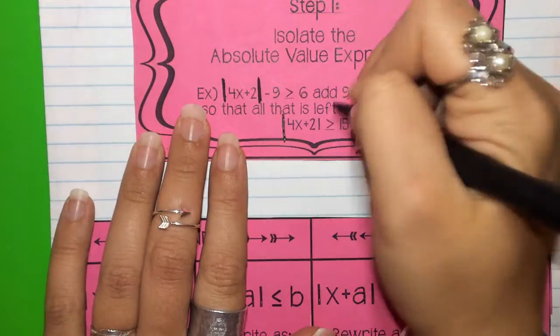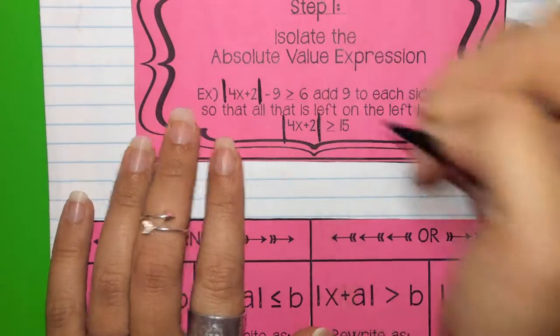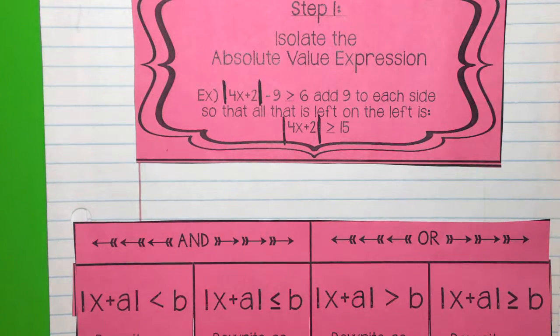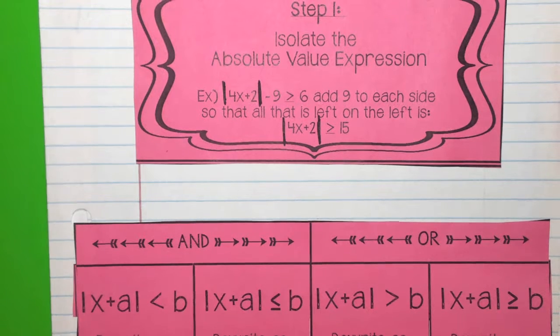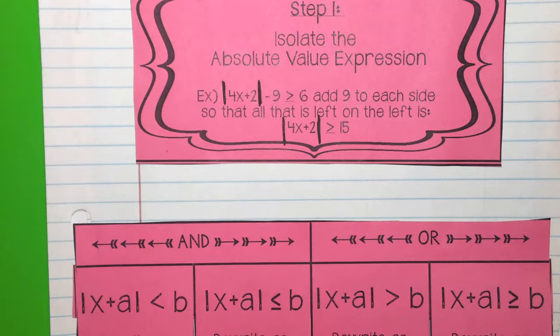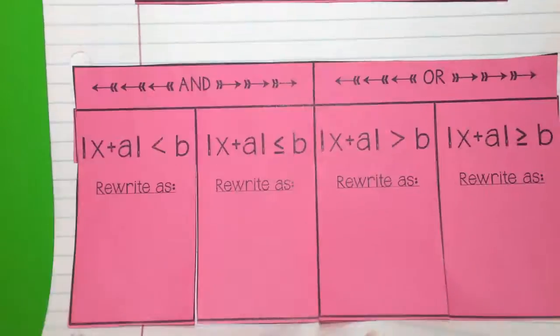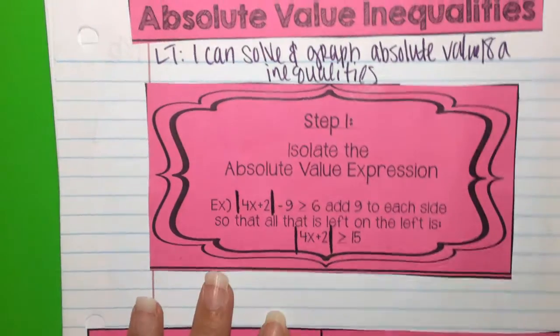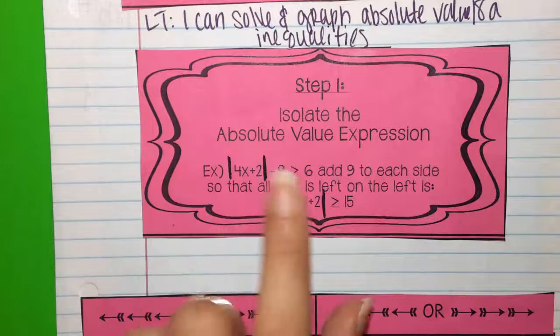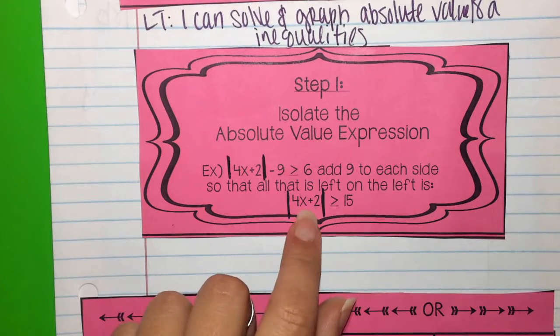And then, let's make these bigger, we get the absolute value of 4x plus 2 is greater than or equal to 15. So is this one going to be an and or an or? Or, yes, because it's greater than. Are we ready? I want you to make sure that every time you solve it, you have looked back at this and that you've isolated your absolute value. This has to be by itself before you can go any further.